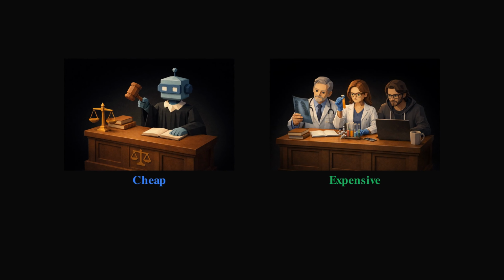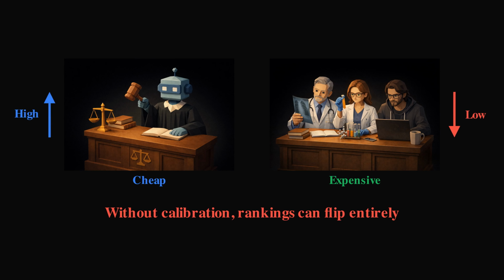In most applied AI evaluation settings, you have access to a cheap proxy, like an LLM judge, and an expensive oracle, like a human expert. You want to use the cheap judge at scale, but here's the problem. Without calibration, higher judge scores can actually predict lower oracle scores. When this happens, rankings can flip entirely, and you can end up shipping the worst variant.